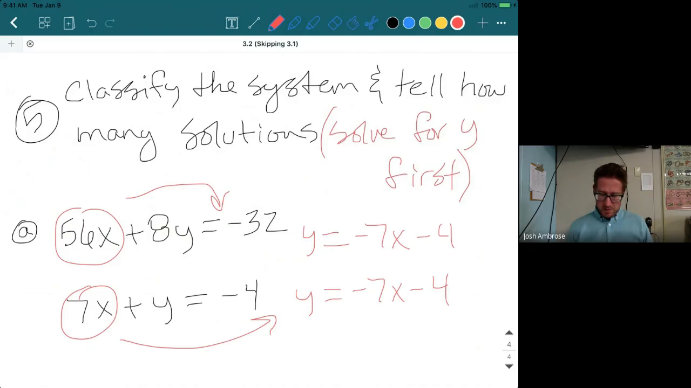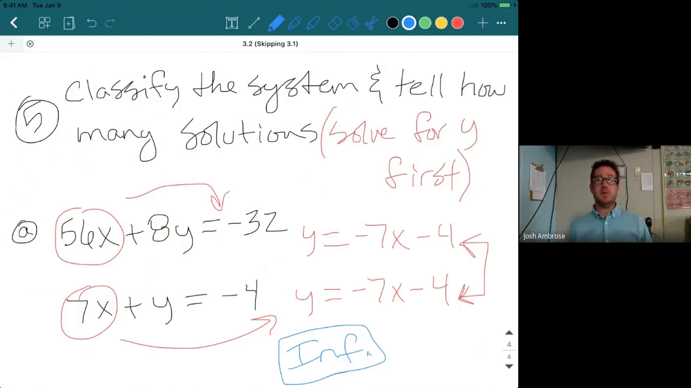Now, what do you notice here? These equations are the exact same. So we would have an infinite solution on this one right here because the equations are completely identical.